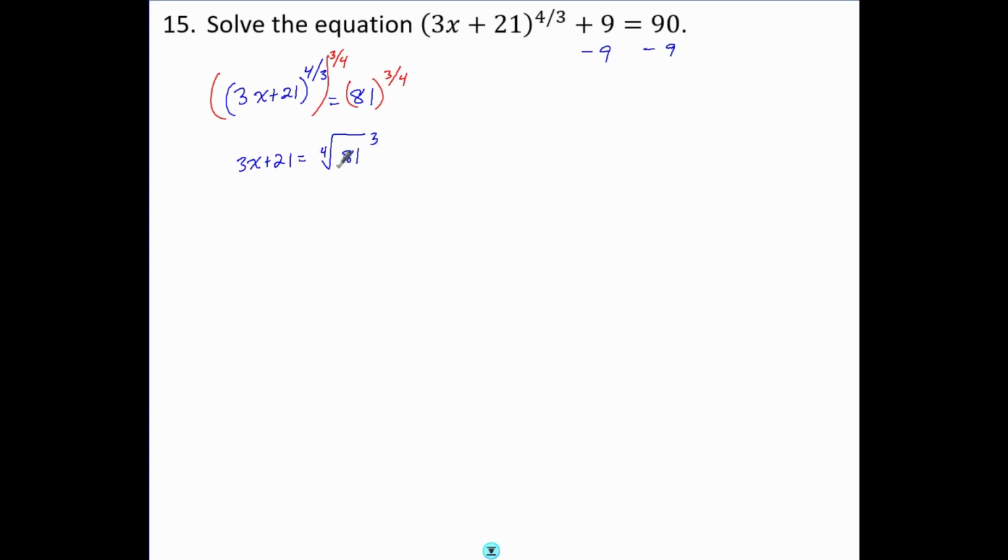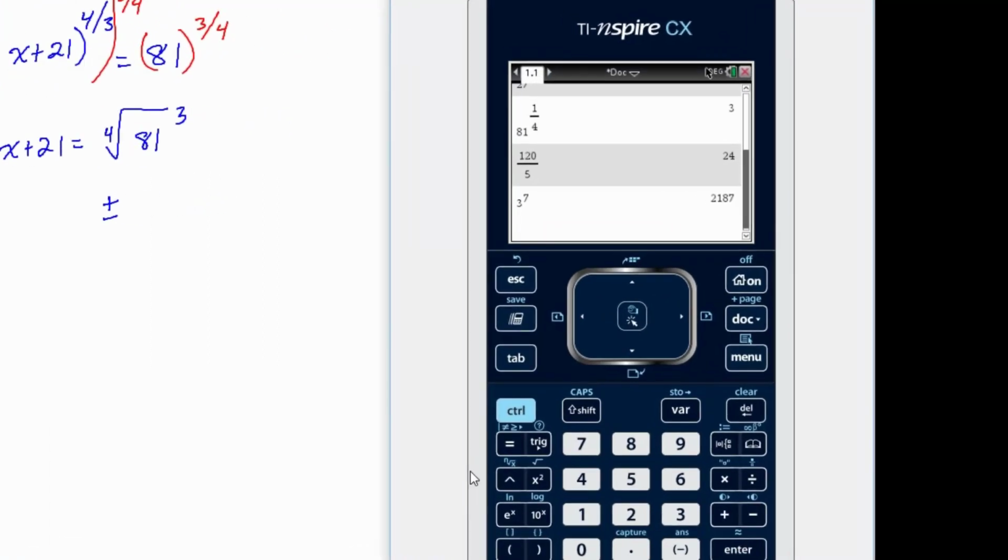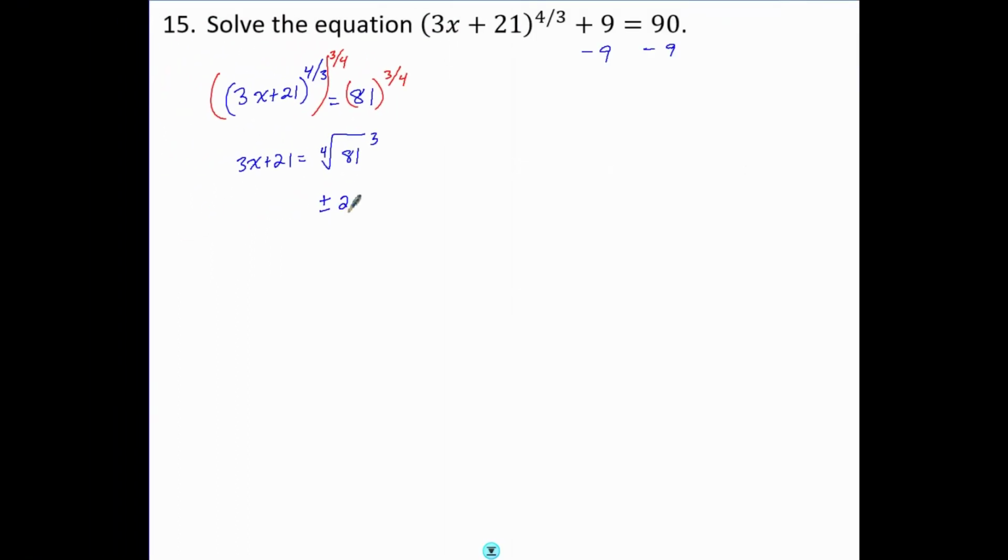The reason why I wrote it out like this, instead of just typing it into the calculator, is because whenever you have an even index, like the fourth root, and you're taking it of each side, you're definitely going to want the positive and negative of whatever this result is. So let's check what the result is. 81 to the power of 3/4 gets me 27. So I get plus and minus 27.